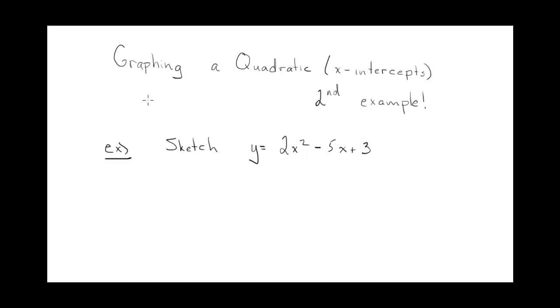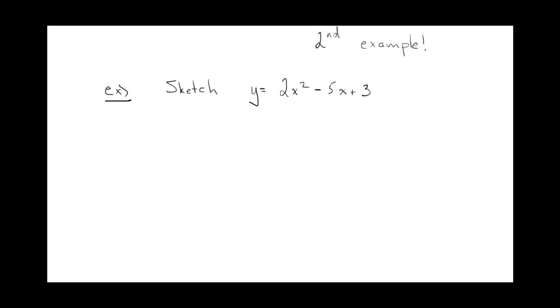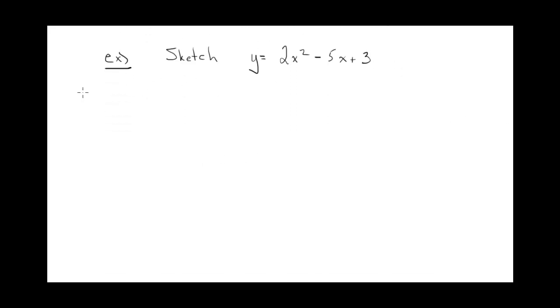Okay, here's a second video on graphing a quadratic relation using the X-Intercepts. So it's just another example. This one's a little bit trickier. That's just not as nice numbers in this example. Same process though. So the first thing you're going to do is find the X-Intercepts.